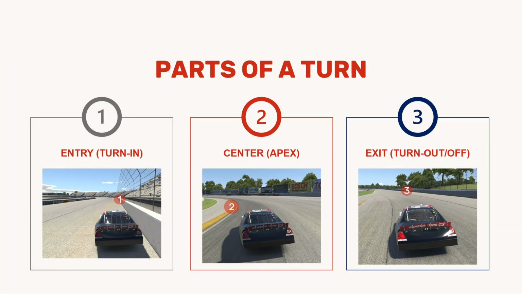For this video, we're going to break a turn down into three parts: the entry, the center, and the exit. This is not accounting for complicated turns like a left-right sequence, chicanes, multiple sequences of corners, or even double apexes. We're not worried about that. So I just chucked the ARCA car at the Milwaukee Mile, and we're doing a simple sort of turn.